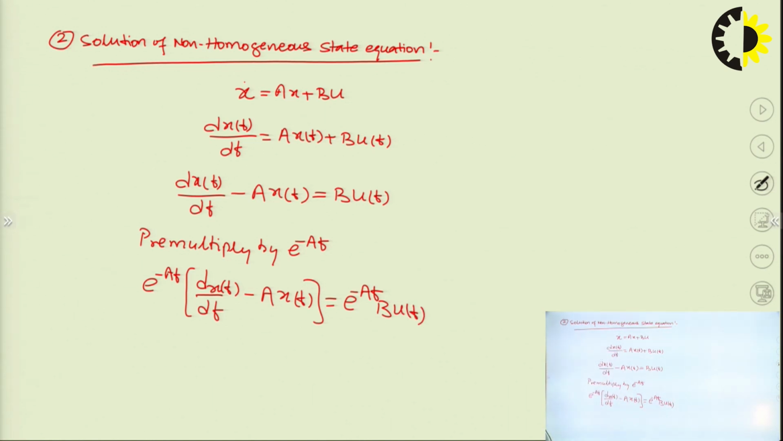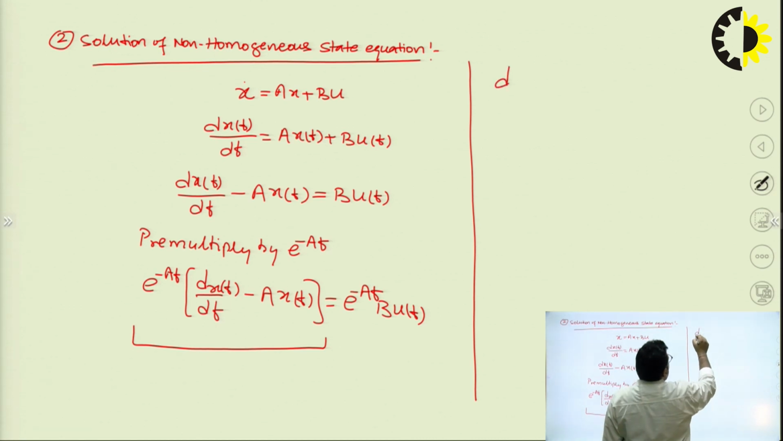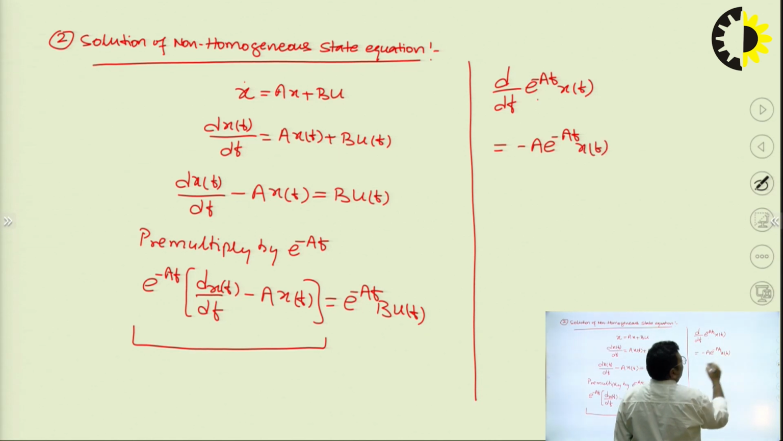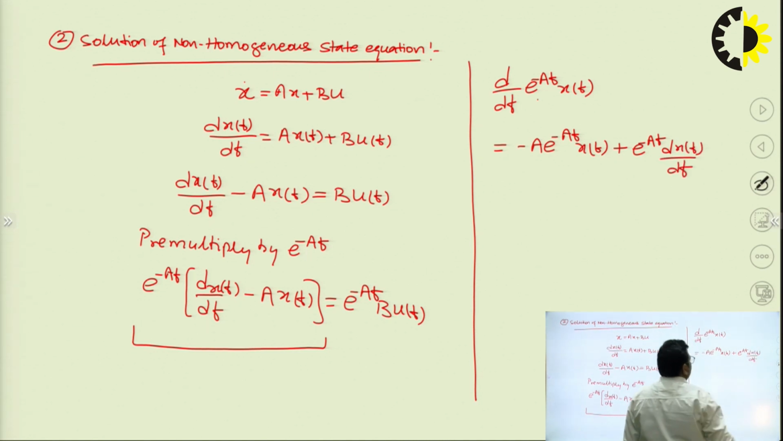Clear? Now consider this term. If I differentiate e to the power minus at xt, then what will I get? First, if I differentiate this, it will be minus a e to the power minus at into xt, right? And plus e to the power minus at into the derivative of xt, right? So I will get this.